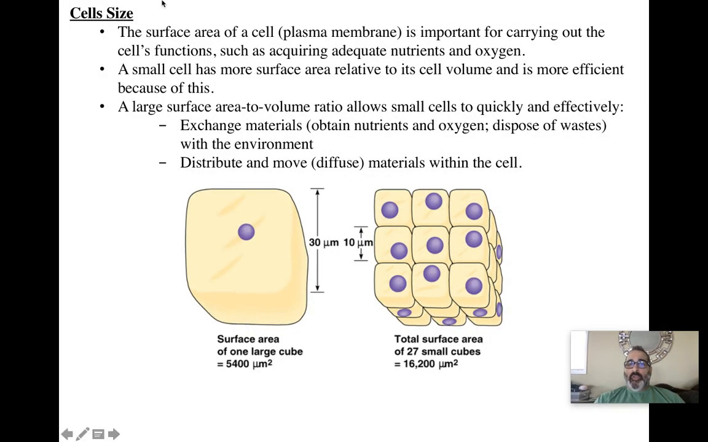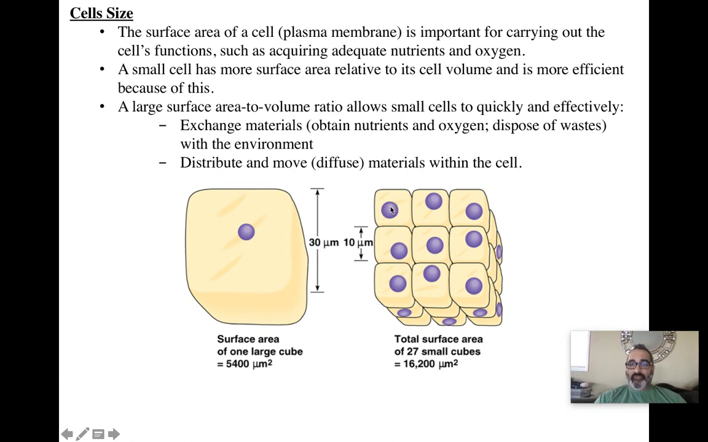All right, so cells that have what's called a large surface area to volume ratio are considered smaller, and I'm going to show you an example in a second. They're quick and effective, that's the key, at exchanging materials, meaning moving materials in and out, and distributing, moving things around within a cell. So if this was one giant cell and it needed to move something from one corner to the other corner, it potentially could take too long. Or if something was right in the center and it needed to leave because it was a waste product, it could take too long to leave, creating toxicity within the cell. Small cells don't have that issue.